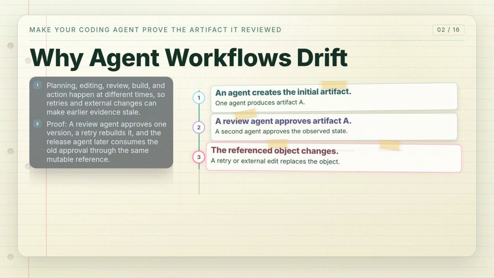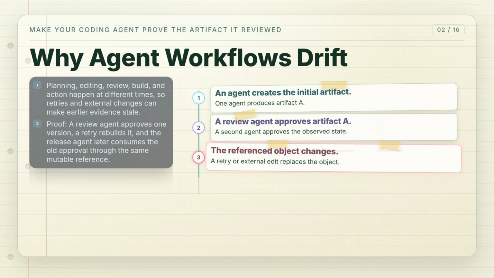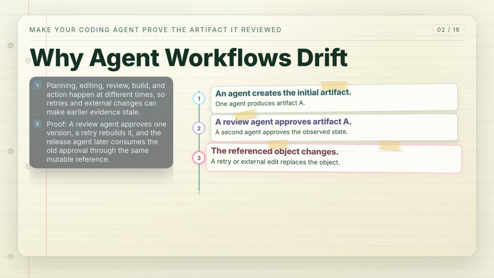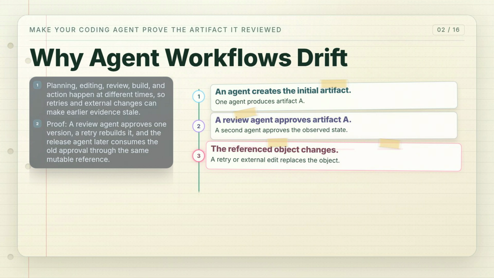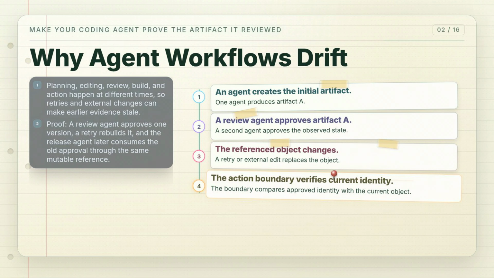The next agent sees the successful review and treats it as permission to use the object currently referenced by the path, tag, or branch. Better prompting cannot prove that this mutable reference still resolves to the reviewed work. Carry the approved identity with the handoff. At the action boundary, compare that identity with the current object. If any identity differs, the workflow must stop. This final comparison closes the approval gap.